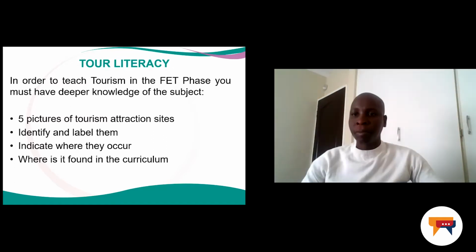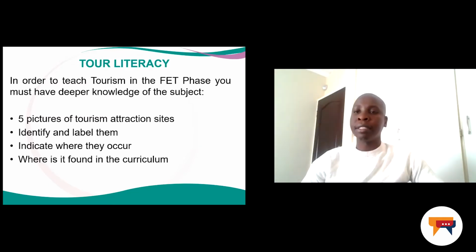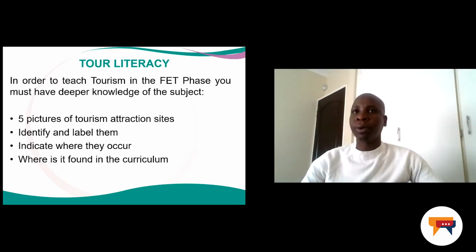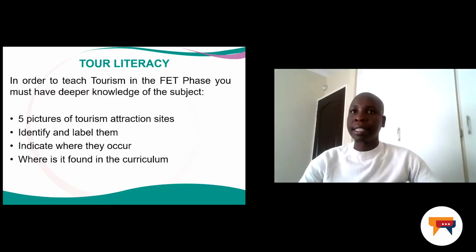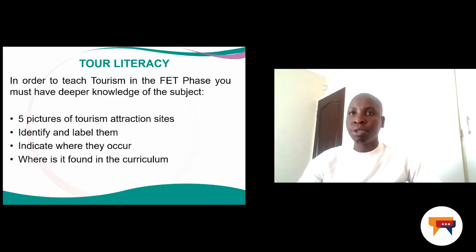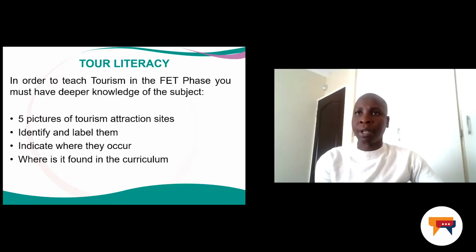Once you've found these 5 pictures, you must identify them, label them and indicate where they occur. Your complete attraction site will include pictures with the name of the site, the correct location, the status of the attraction site according to tourism teaching, and the correct grade and the section within which this attraction site is found within the curriculum in the FET phase. It can be grade 10, grade 11, grade 12, as long as you are able to locate it within the curriculum.